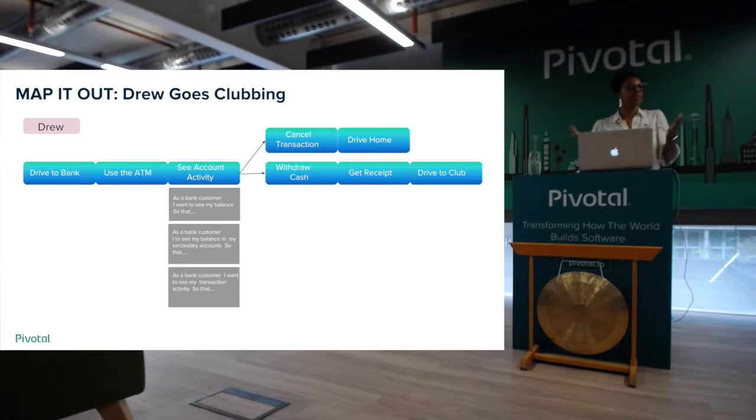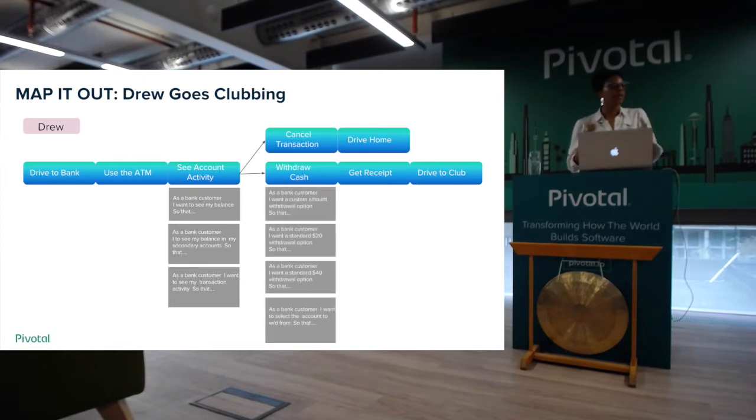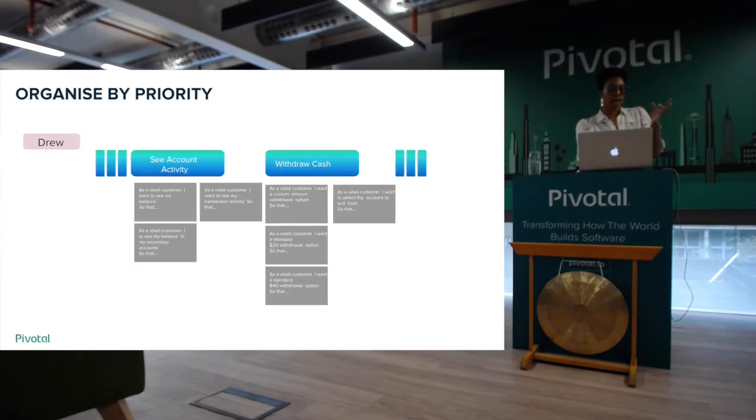Additionally, there may be some options that he might want presented in terms of taking money out. He might want a default amount, maybe he wants a customized amount, maybe he wants to choose which account he's taking the amount out from. So we capture that. Then, if you take a look, you'll see there's some steps that, as we've already called out, aren't really relevant to what we need to do for Drew, but it's good to know that it's relevant to Drew. Okay, so on this one, you'll see we're just looking at the two steps in his journey, see account activity and withdraw cash.